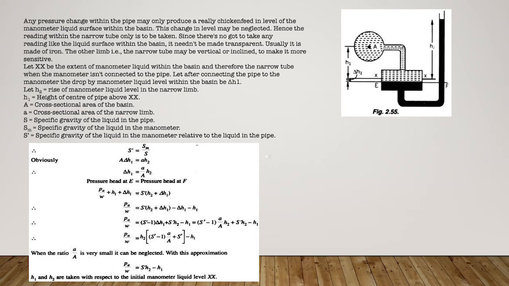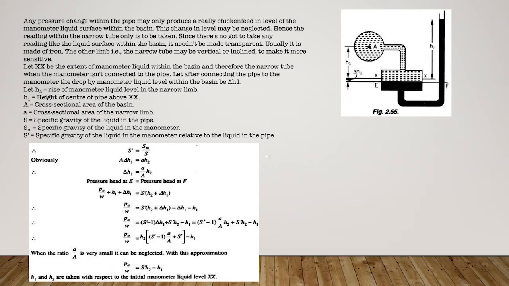Usually it is made of iron. The other limb, for example the narrow tube, may be vertical or inclined to make it more sensitive. So let X-X be the extent of manometer liquid within the basin and the narrow tube when the manometer is connected to the pipe. Let, after connecting the pipe to the manometer, the drop of manometer liquid level within the basin be delta H1. Let H2 be the rise of manometer liquid level in the narrow limb.